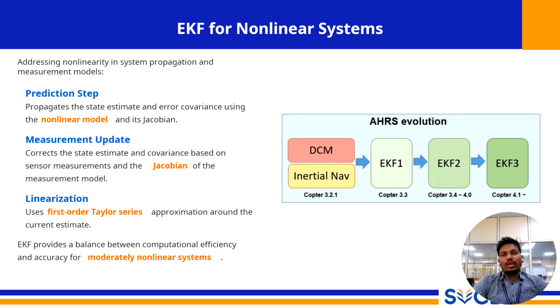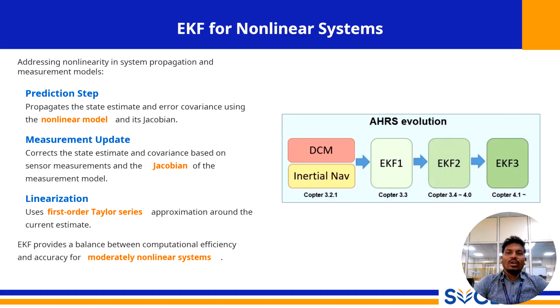Now that we have the highest level understanding of what the extended Kalman filter is, let's look more closely at how it operates. The EKF is specifically designed for addressing nonlinearity in system propagation and measurement model. This means it can handle both the complex physics of the drone motion and the nonlinear way in which its sensor relates to its state. The EKF accomplishes this through a step-by-step process, prediction and update.